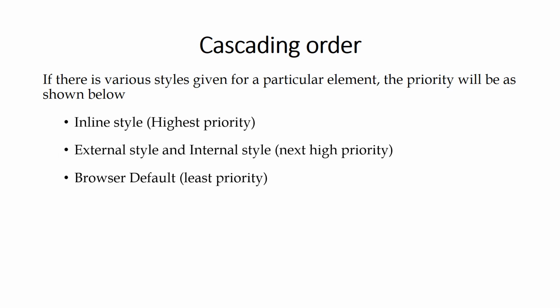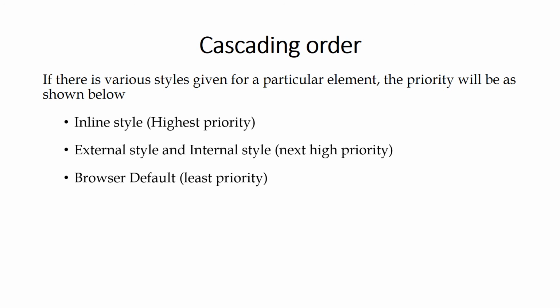So, cascading order. What if one particular element contains styles from all three cases, with inline style also applied? For example, I have a heading tag. In that heading tag, I have inline style, external style, and internal style. So all these style rules have been applied. Which will be prioritized? What is the cascading order for all these things? Inline style has the highest priority, then comes internal, and then comes external. The least priority is the browser default.